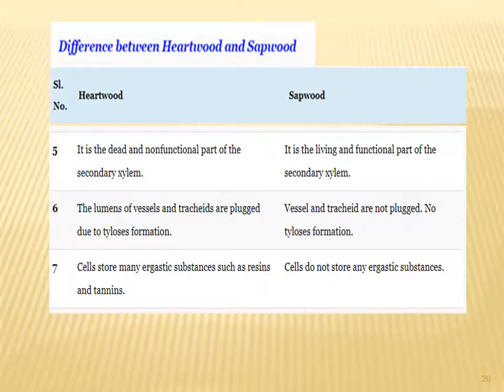The lumens of vessels and tracheids of the hardwood are plugged due to tylosis formation. So there is tylosis formation in the hardwood. But in the sapwood, vessels and tracheids are not plugged. No tylosis formation takes place. Hardwood stores many ergastic substances such as resins and tannins. But in the sapwood, there is no storage of ergastic substances.